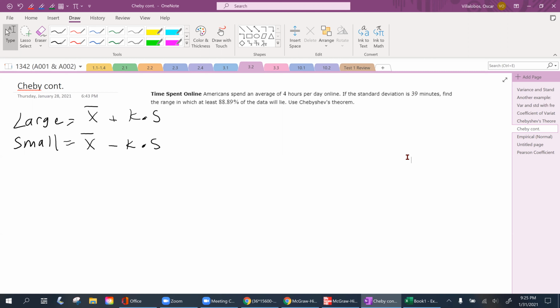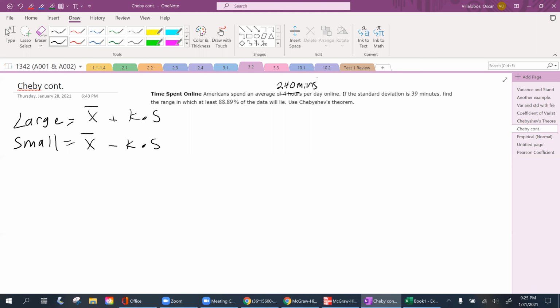Use Chebyshev's theorem. One thing you need to remember here, whenever we're dealing with math, is that you want all your units the same. Specifically looking at standard deviation and the mean, my average, I want this to be the same unit. So if my standard deviation is 39 minutes, I'm going to convert 4 hours to minutes. 4 times 60 gives me 240 minutes. So let's remember that and be on the lookout for that.